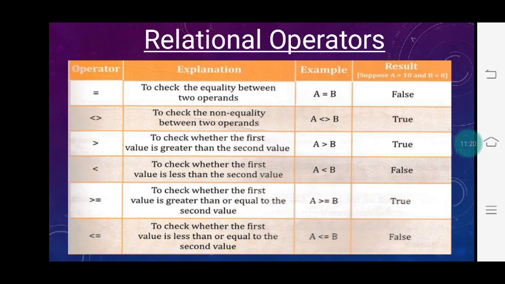Now fourth one is less than, to check whether the first value is less than the second value. So let us see an example. 10 is less than 8. No, it is false.